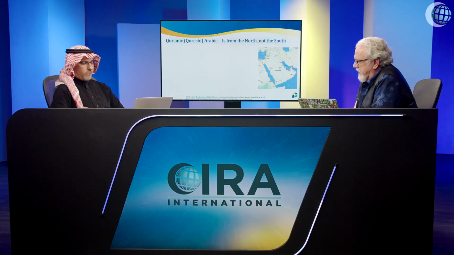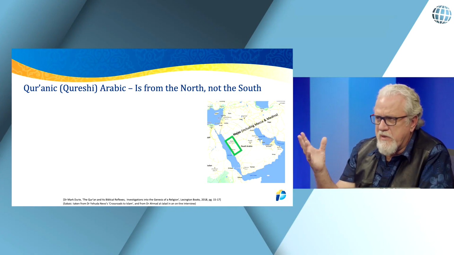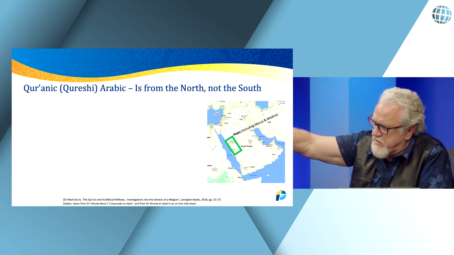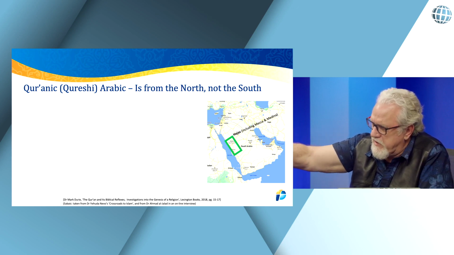Let's look at this map again and consider, according to what the standard Islamic narrative tells us, this green rectangular area here is where everything takes place. There is Medina, here is Mecca.